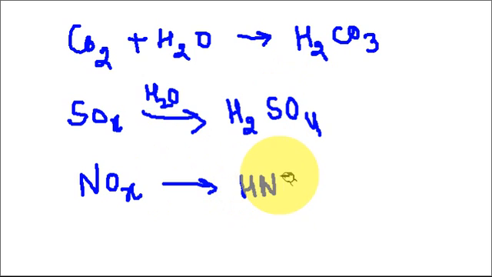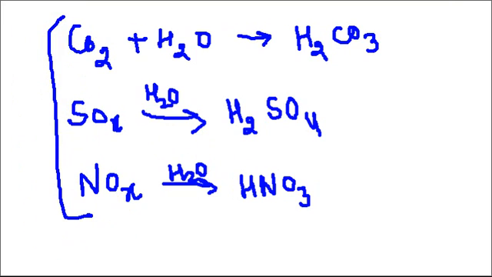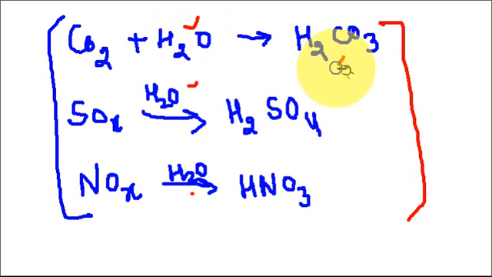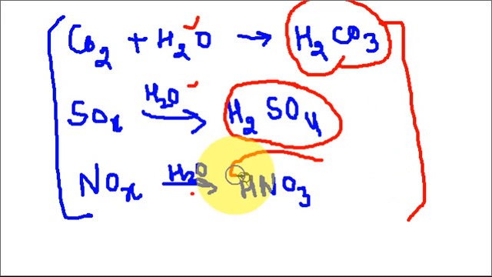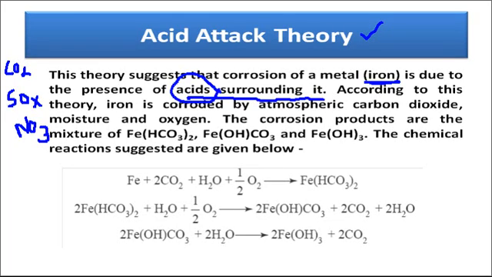So basically in the acid attack theory, the acids are considered as the main cause of corrosion. And how are these acids present in the metallic surroundings? Because in the environment some acidic oxide gases are present. These acidic oxide gases react with the moisture to form the corresponding acids, and due to the presence of these acids in the metal surroundings, metal gets corroded. So basically the acid attack theory focuses on corrosion due to acids. These acids slowly dissolve the metal.